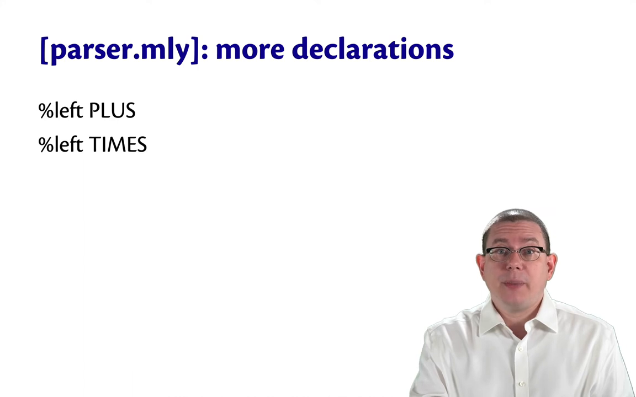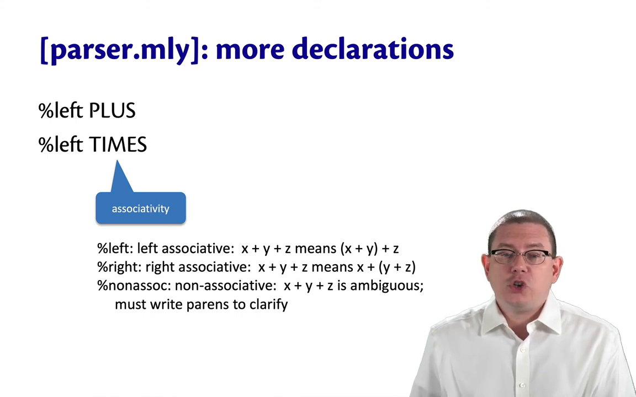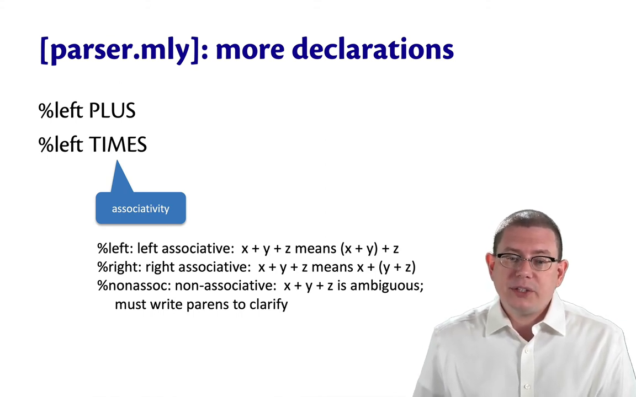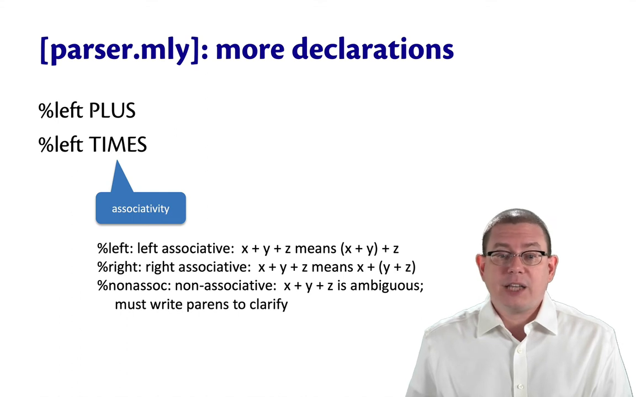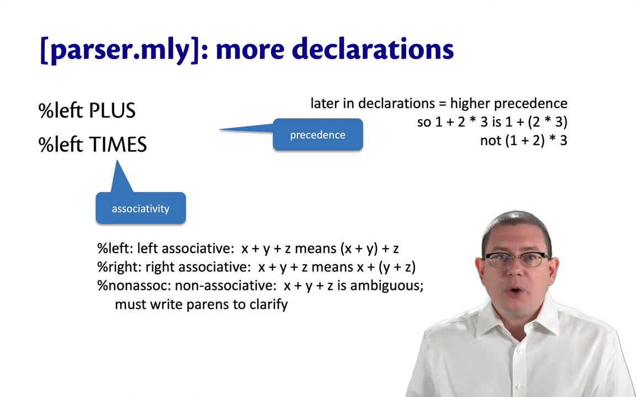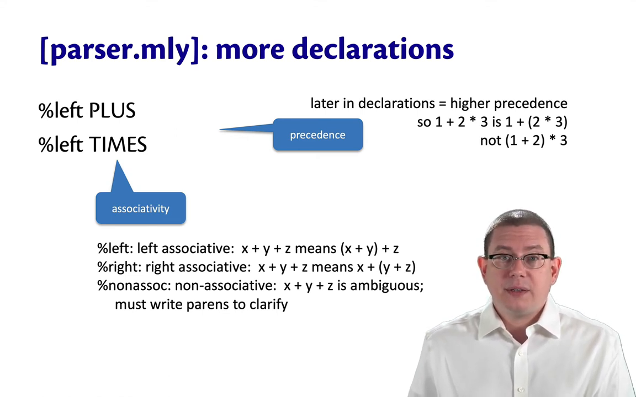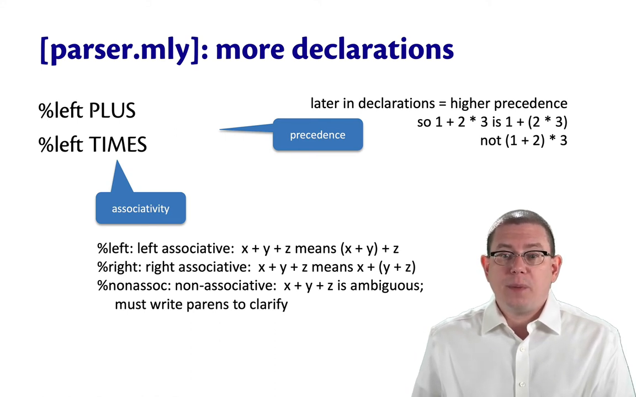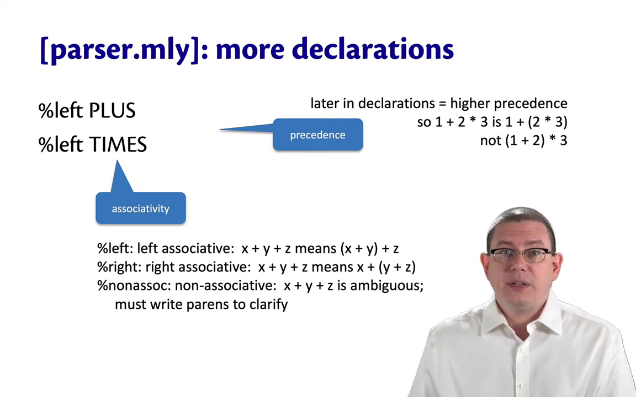We had some more declarations about precedence and associativity. We played around with left versus right associative definitions for plus. Left associative means, of course, the parentheses group to the left. Right associative means they group to the right. You can also write nonassoc, which would cause the parser to believe that x plus y plus z is ambiguous and force the programmer to write parentheses to clarify what they mean. The lower down a token was in this list of associativities, the higher precedence it had. So because times occurred below plus, then 1 plus 2 times 3 was parsed as 1 plus quantity 2 times 3, not the other way around, quantity 1 plus 2 times 3.